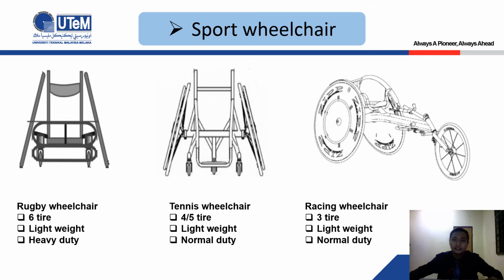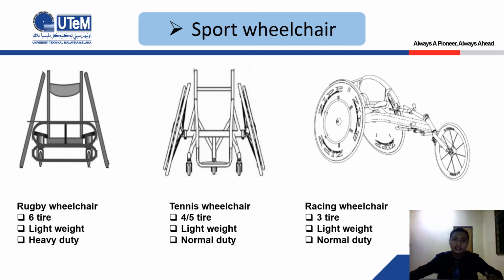This is because each player needs to compete to grab the ball for scoring, and as we can see in this wheelchair, it has a frame that covers the body of the player. Next is the tennis wheelchair. This wheelchair has 4 or 5 tires because the player needs to be stable when hitting the tennis ball with a racket. And this wheelchair needs to be lightweight because the player needs fast movement to respond to the opponent's blow, and usually it is normal duty and not heavy duty compared to the rugby wheelchair.